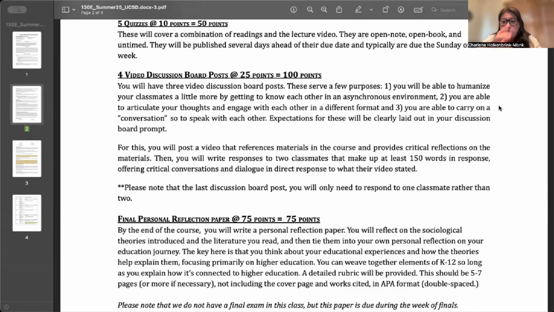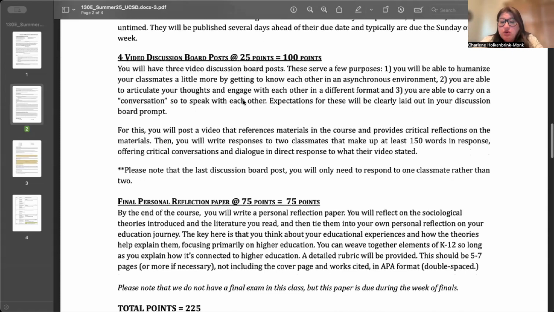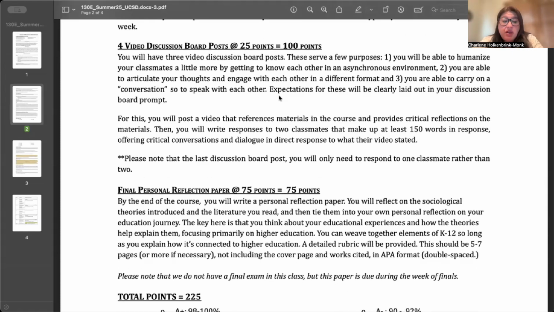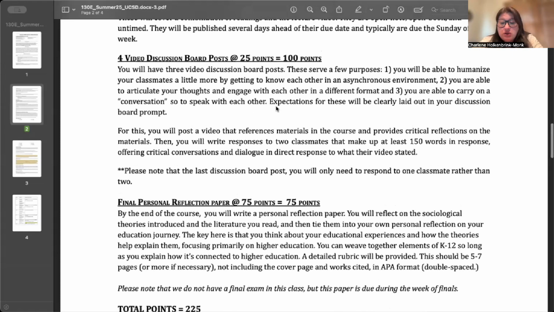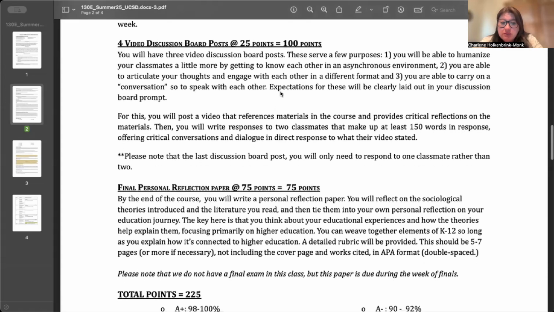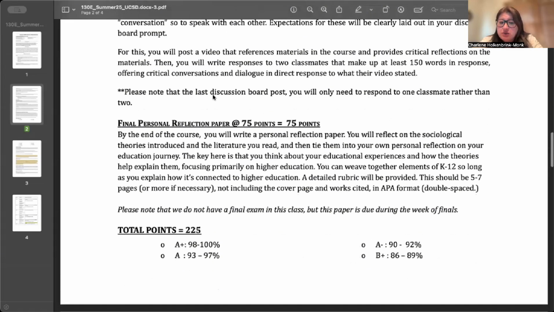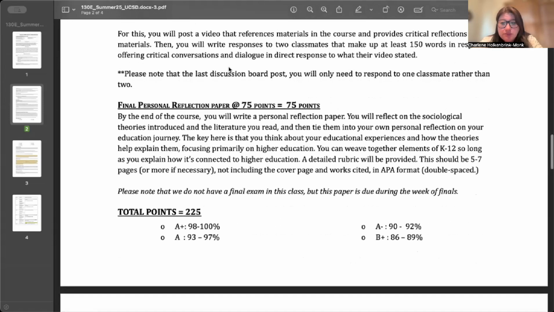Then you're going to respond to your peers. You can write your responses. I do encourage you to share video responses, but I'm not requiring that. You are welcome to do that if that's more of your thing. But you do need to respond to 2 classmates, and those can be written. I do have here that the last discussion board post, I'm only going to have you respond to just 1 classmate, especially since the nature of summer is very fast paced.